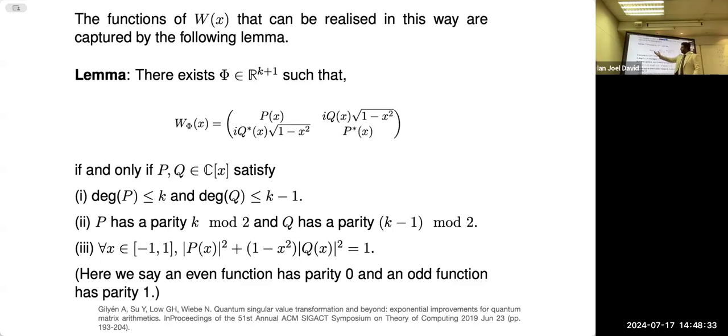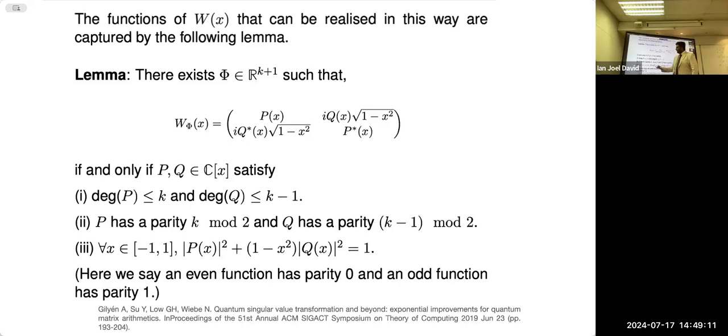such that this matrix here is what represents W phi of X, and it's the matrix that's constructed from the circuit on the previous slide, which is just the W of X interspersed with Z rotations. But this is what we're saying. We're saying that the whole circuit gives you the output of this 2x2 matrix, where P and Q are complex polynomials in X. That's what this is, the space of all polynomials in X with complex coefficients. And these polynomials must satisfy the following three conditions.